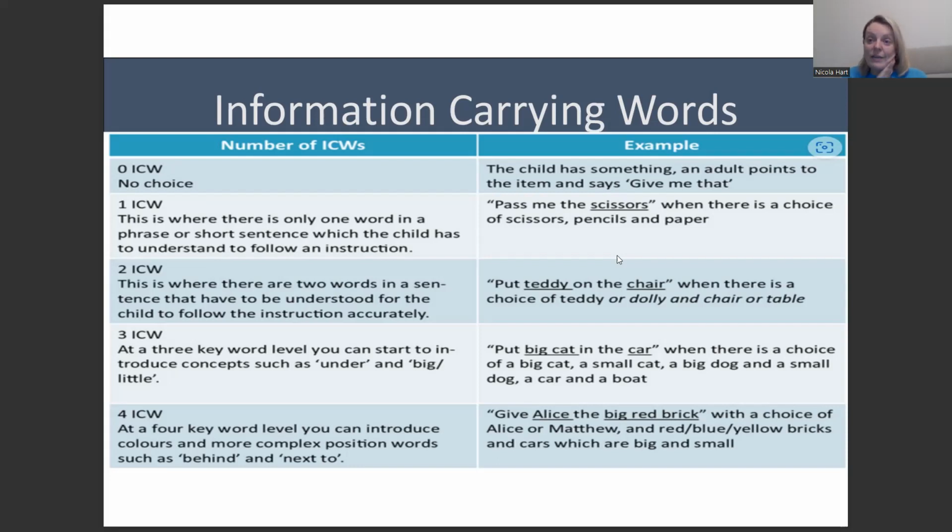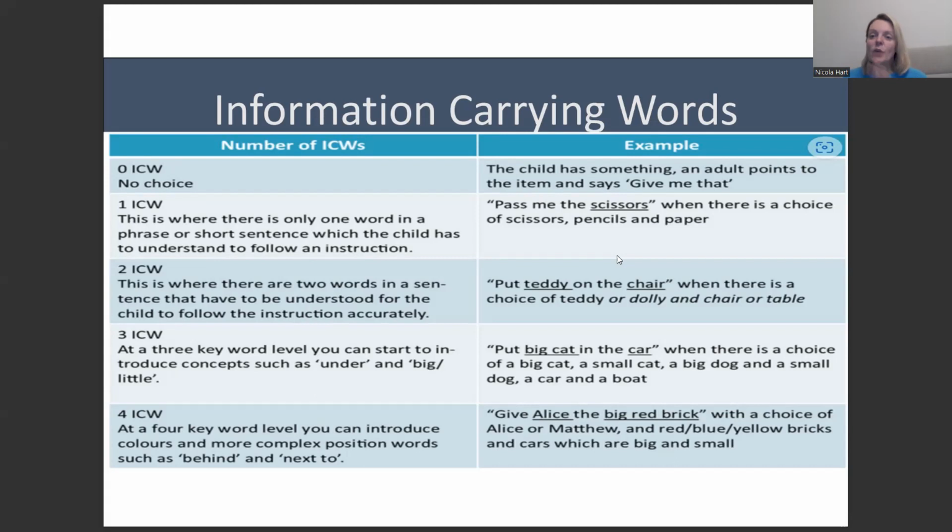And at the four information carrying word level, you can introduce colors and prepositions, like those difficult, more low frequency prepositions. I always think they're the last to be taught, so behind and next to. And they can be really tricky because they are quite abstract as well. So give Alice the big red brick. With the choice of what frames you're going to use in this task, differentiate the colors. So you might be doing a block task and having other objects there which are different in size.